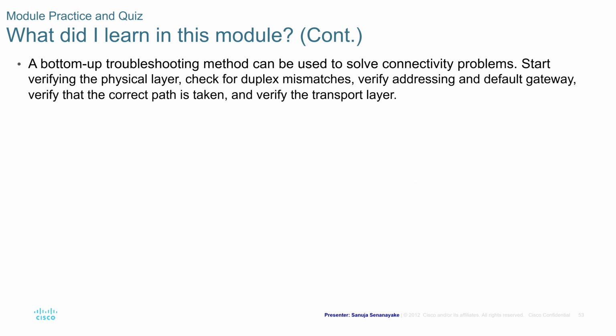We also learn a bottom-up troubleshooting method can be used to solve connectivity problems. So start verifying the physical layer, check for duplex mismatches, verify addressing and default gateway, and verify the correct path is taken, and verify the transport layer. Again, however, you can mix and match the troubleshooting methodologies. You don't have to always use the bottom up, but that is the best approach. The bottom-up approach can be the best approach in most situations.